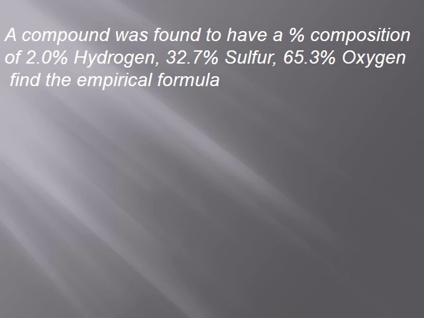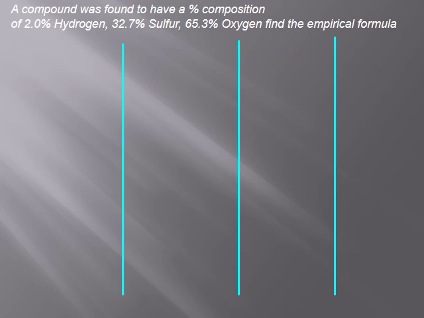Next question. A compound was found to have a percentage composition of 2% hydrogen, 32.7% sulfur, and 65.3% oxygen. Find the empirical formula. So pause the video now, see if you can find an answer just like before, and come back when you think you have one. Right, welcome back. So your job is to find the empirical formula. So pause the video now and come back when you have an answer.